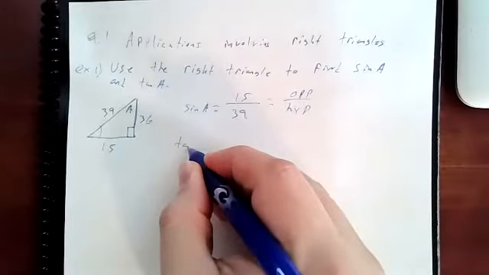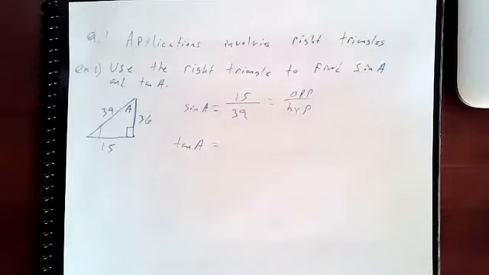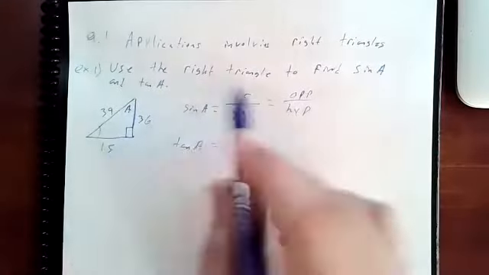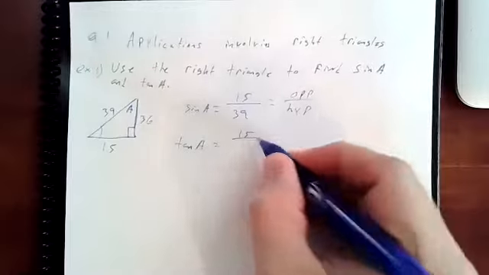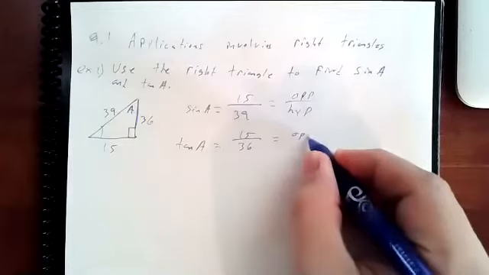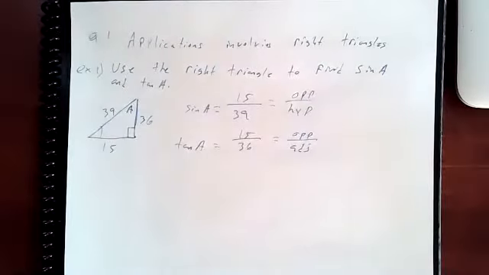Tangent of A is equal to opposite over adjacent. So opposite is over here, 15, over adjacent, right next to it, 36. You see how it's still pretty similar to stuff we've done before? So the first couple of questions will be something like this on 9.1. Are there any questions about that?